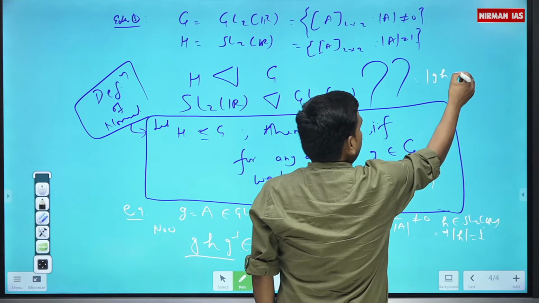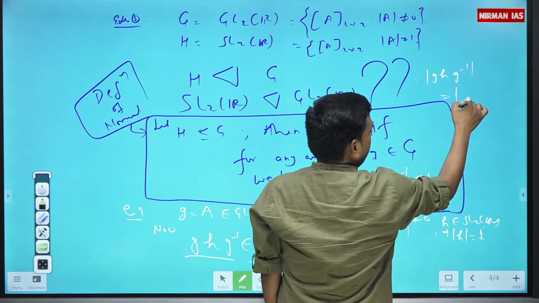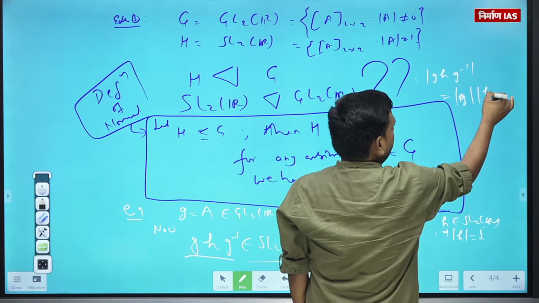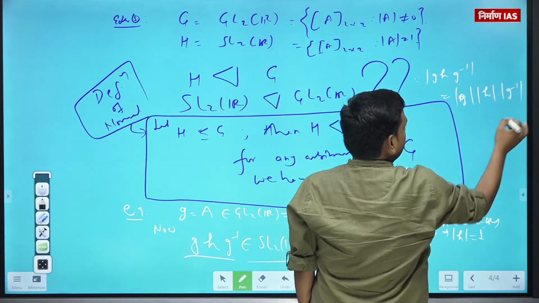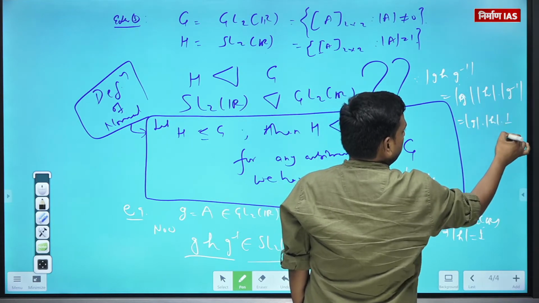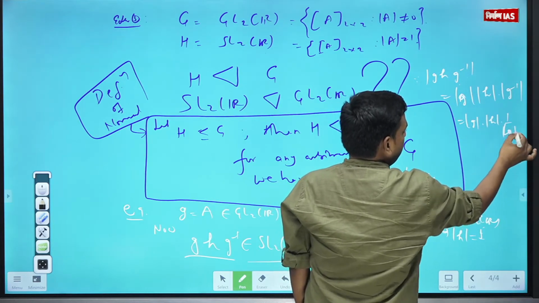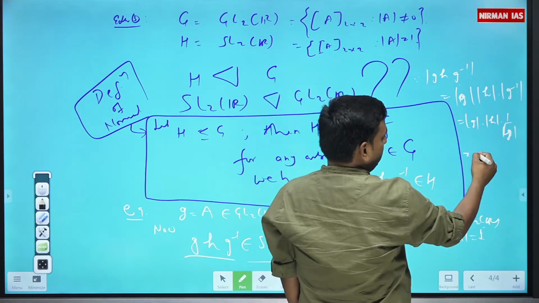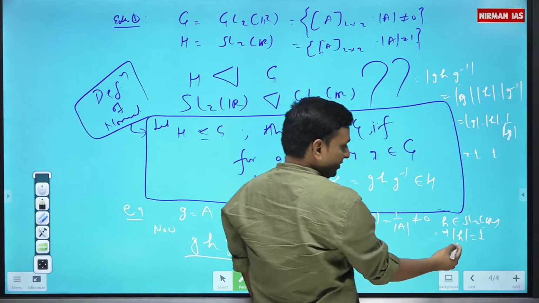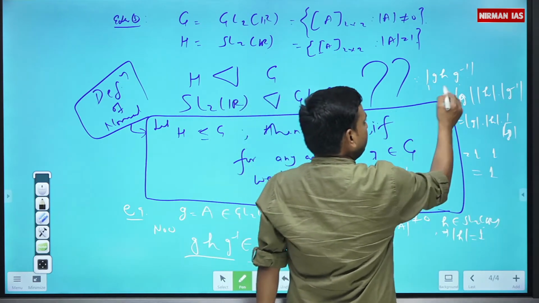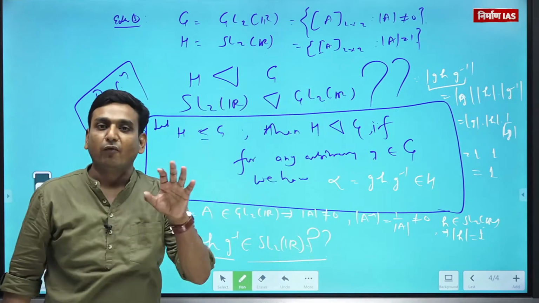Since determinant of GHG inverse, determinant of A into B into C is determinant of A into determinant of B into determinant of C. So this is nothing but determinant of G into determinant of H into 1 upon determinant of G. So this is non-zero, so cancelled out. Also determinant of H is 1. Ultimately we have determinant of GHG inverse as 1.